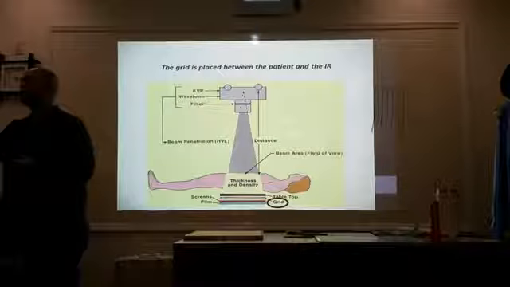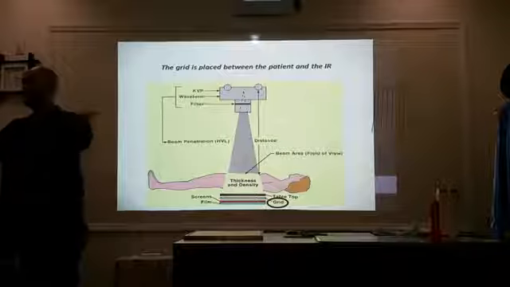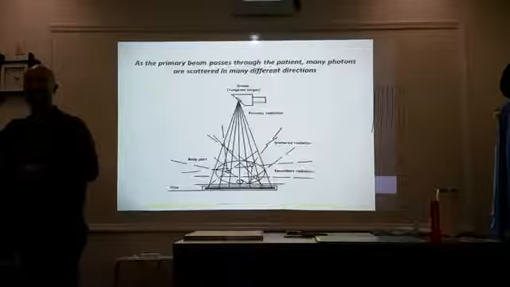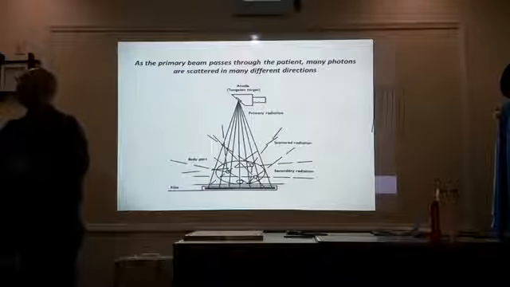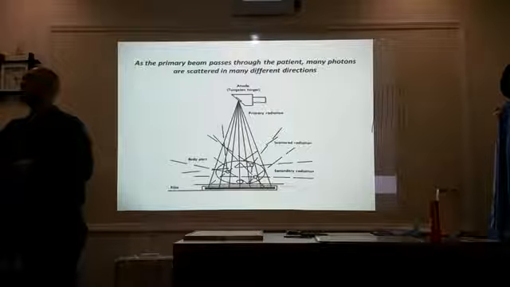The grid is placed between the patient and the image receptor. Yes, Sydney, you are correct. As the primary beam passes through the patient, many photons are scattered in many different directions.